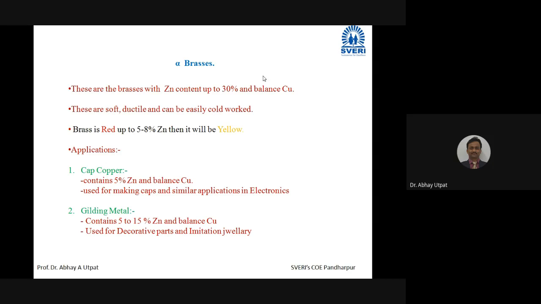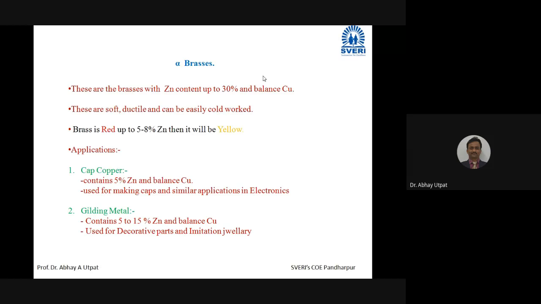So don't get confused with the word alpha. Alpha is just like A, B, C, D, alphabet. In iron carbon system, it is treated as ferrite. Many students are confused with this word and give wrong answers in the external oral and interviews. That's why I'm clearing this point. Don't get stuck with the word alpha. Okay. Here single phase is up to 30% and it is soft, ductile and easily cold worked.